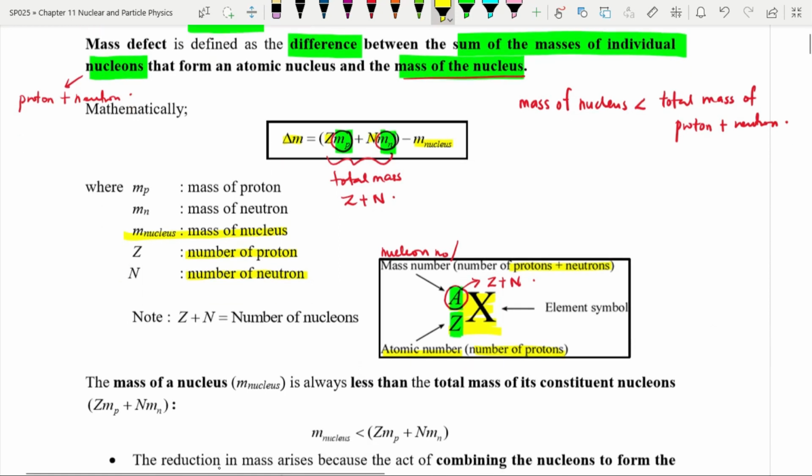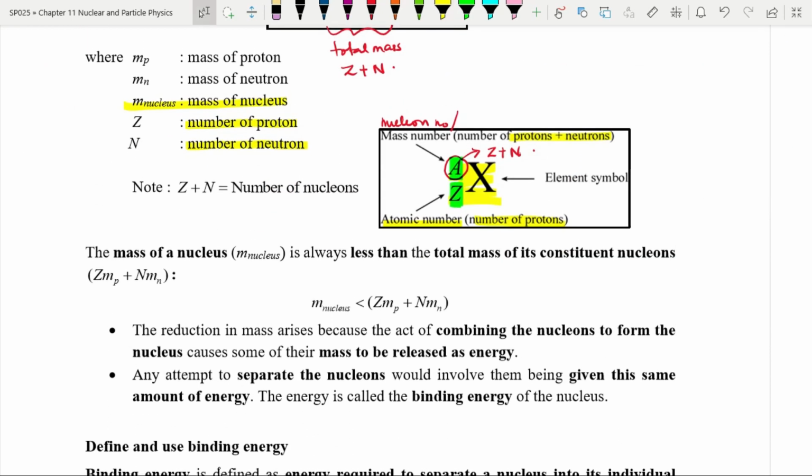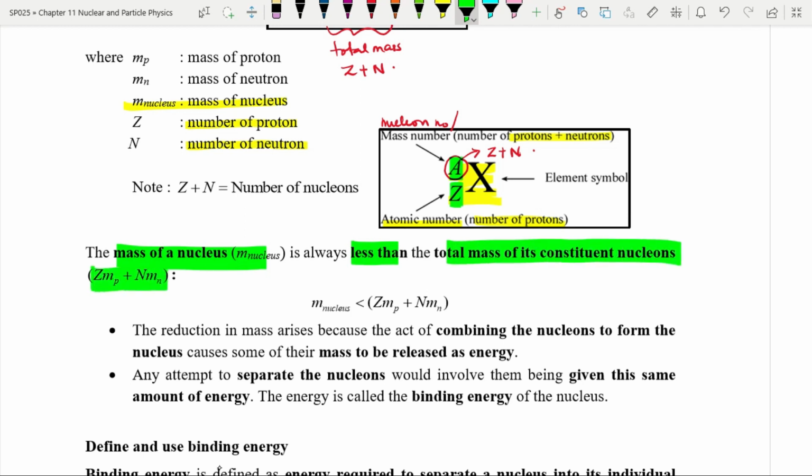Okay. So, tadi saya ada mention tentang mass of nucleus is always less than the total mass of its constituent nucleon. Maksudnya, total mass of proton and neutron inside an atom, inside a nucleus. So, they are always less. The mass of nucleus always less than total mass of proton plus neutron. Kenapa? So, these are the reason why.